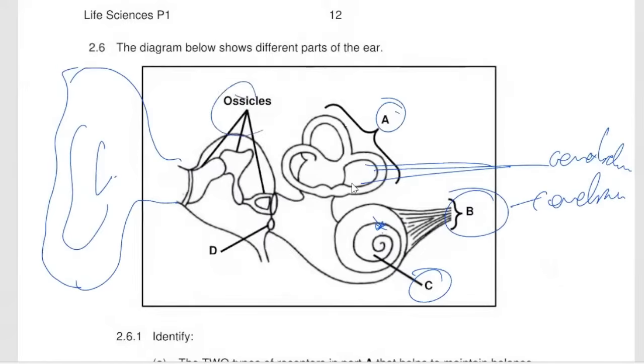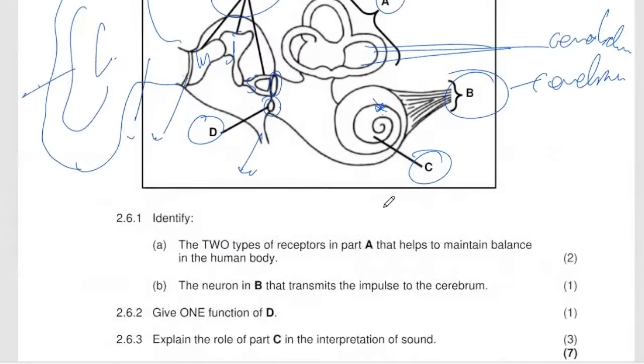These are the ossicles: malleus, incus, and stapes. Because it is round, it's the round window, while this is the oval window. This is the eustachian tube, and this is the tympanic membrane or tympanum, the auditory canal, and this is the pinna. So you have to know how to label and give the answers for that.